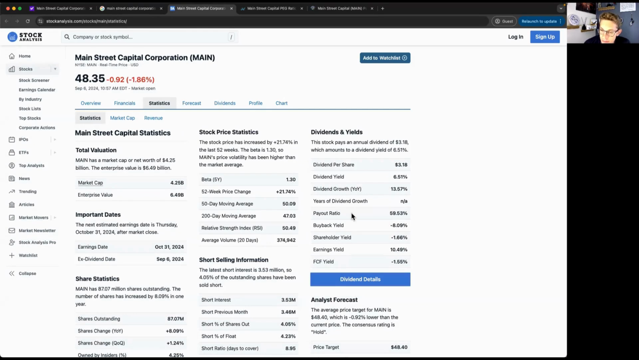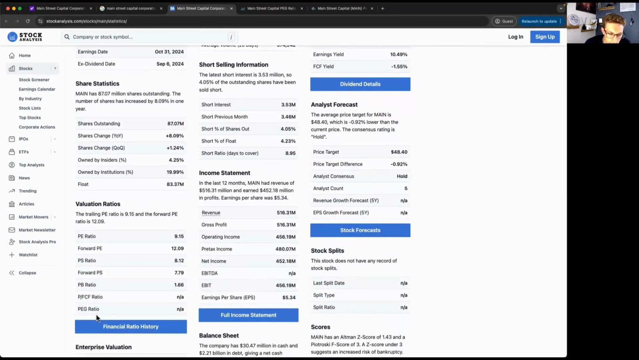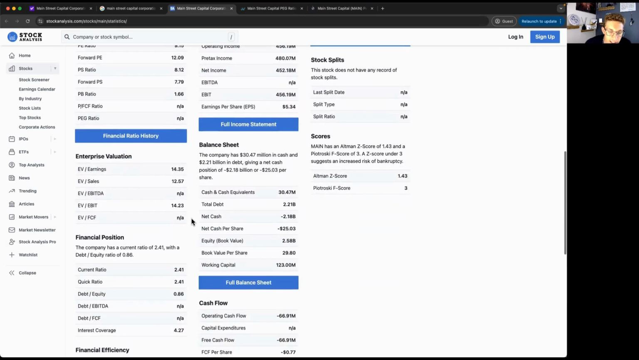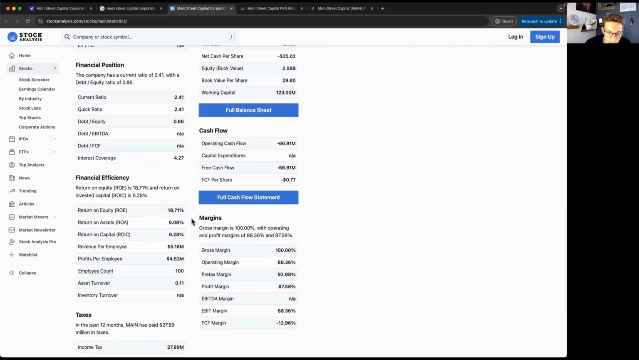Stockanalysis.com. I haven't been on this site really a lot before, but PEG ratio is what I'm looking for. Price to earnings growth. Where are we at? Aha. PEG ratio NA. I don't know why. Huh. That's kind of interesting. Price earnings growth ratio. I don't know why they would say it's not applicable.